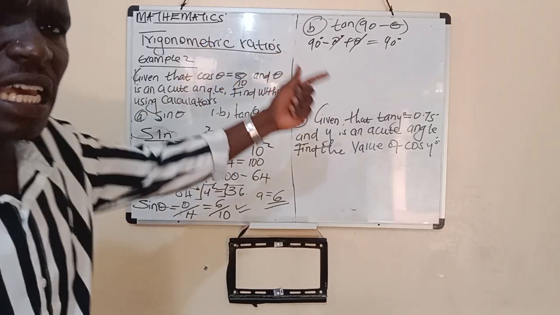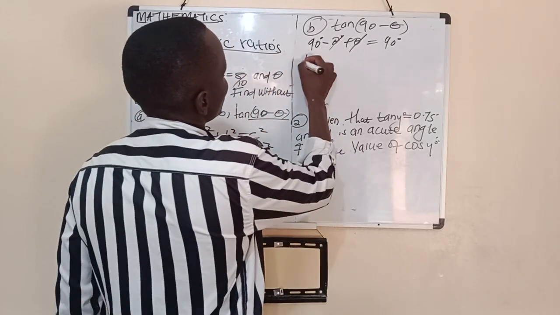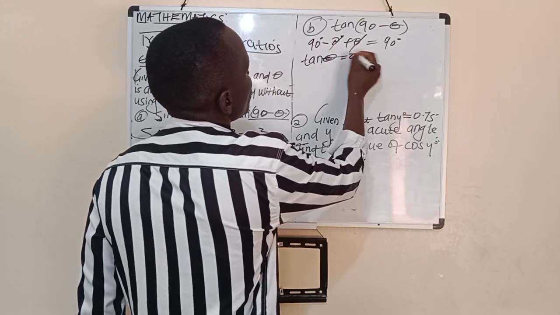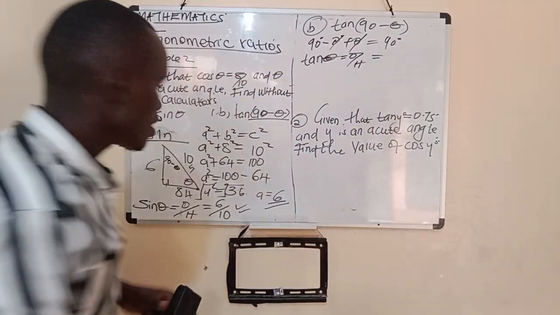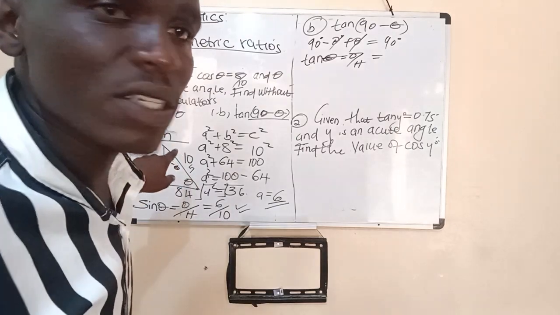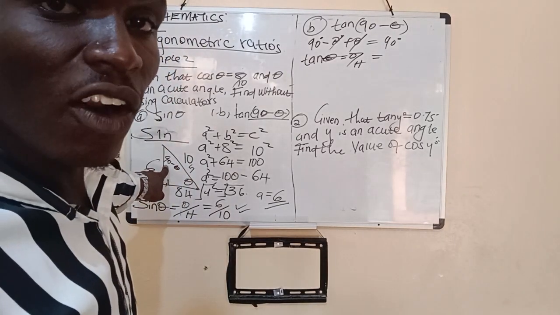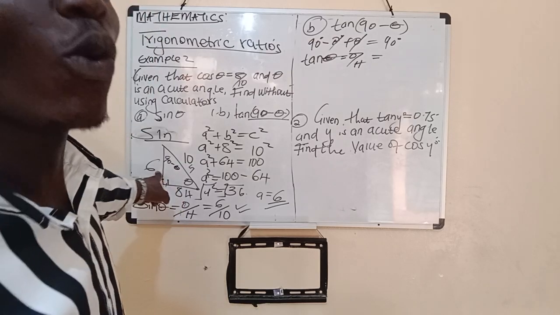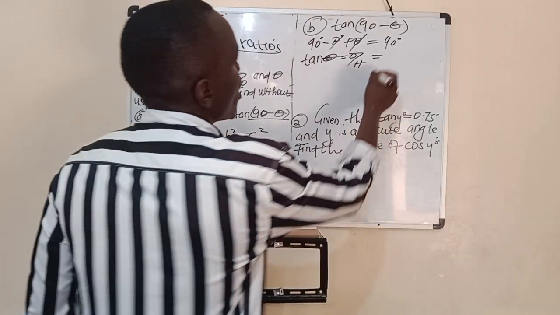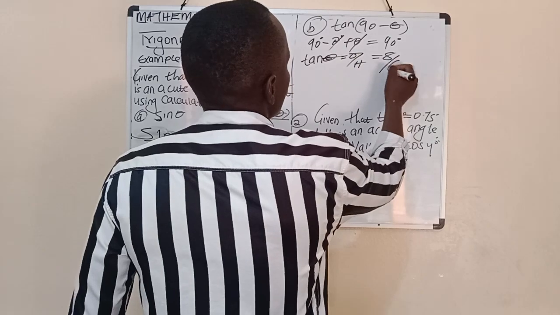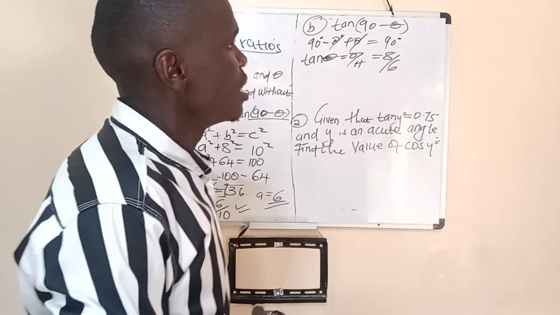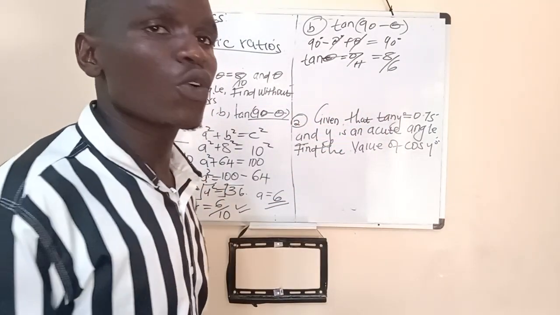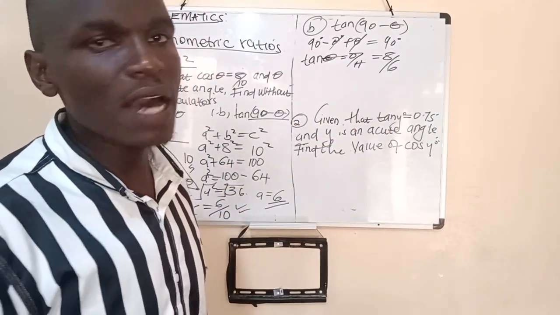So we already know that this is the angle that we are talking about. So what is tan theta? Tan theta is given by opposite over adjacent. So what is the opposite of this angle? The opposite of this angle is going to be 8 all over 6, which is the adjacent. So we have 8 all over 6. A good mathematician cannot leave an answer in this form, so you must simplify.